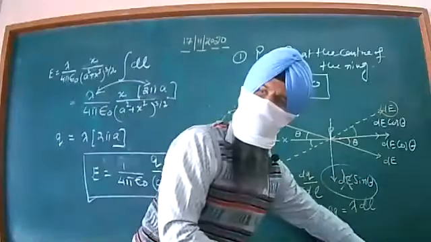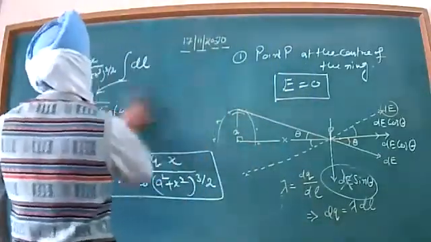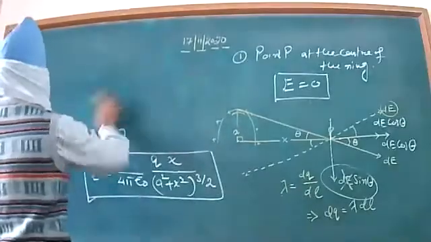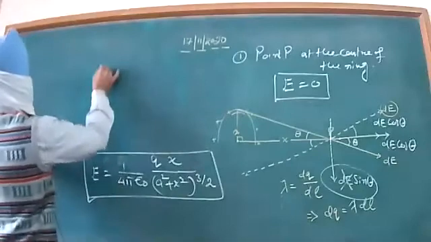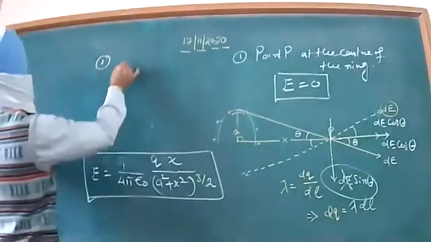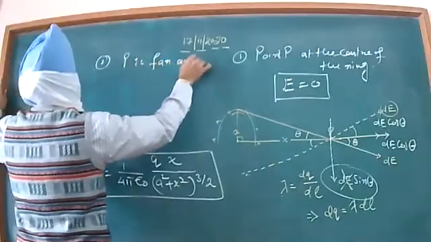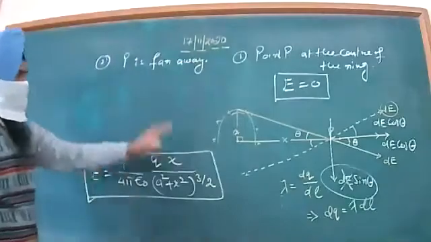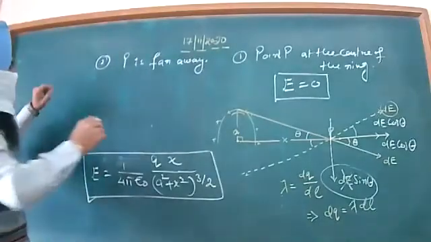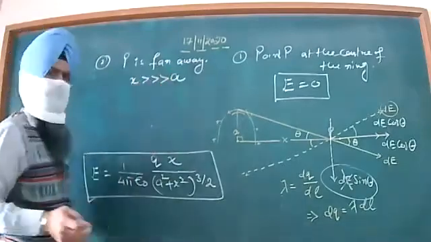And the other case is, beta, still very, very important, and let me have that also discussed. Second special case, beta. Let us have its discussion. When the point P is far away, we are taking point P at a very, very large distance. In that case, beta, your x will be far, far greater than a.